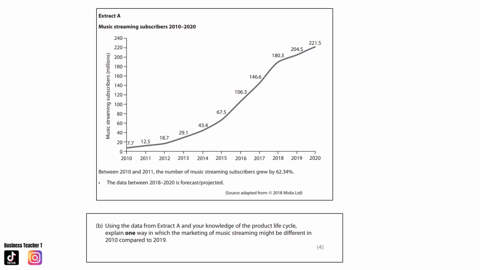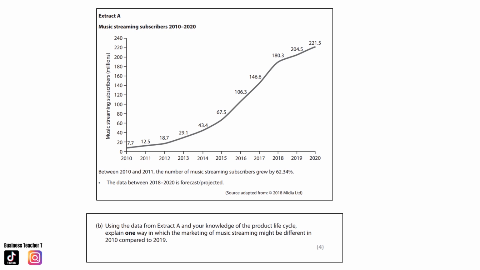On to our next 4-mark question. Using the data from extract A and your knowledge of the product life cycle, explain 1 way in which the marketing of music streaming might be different in 2010 compared to 2019.